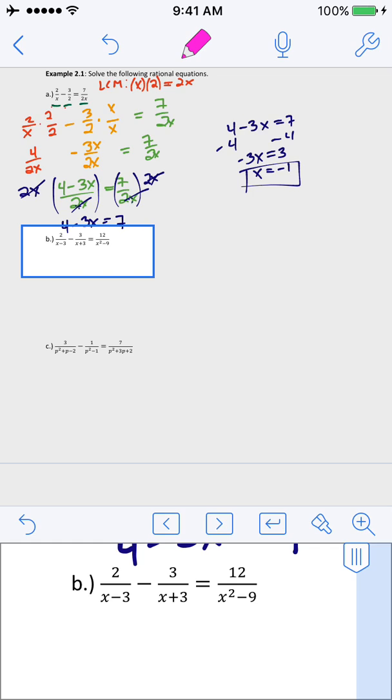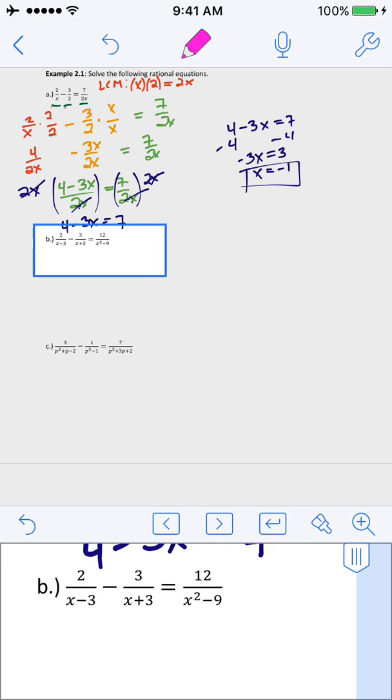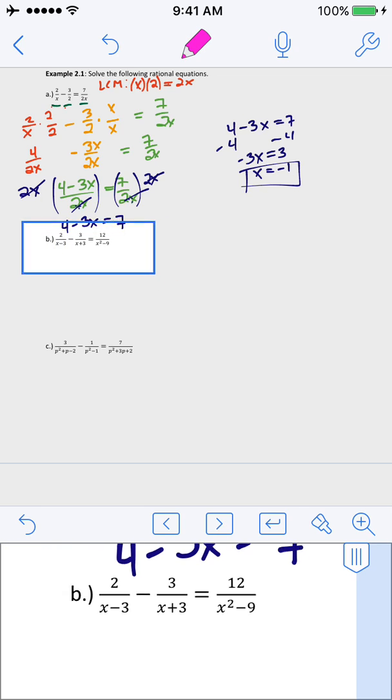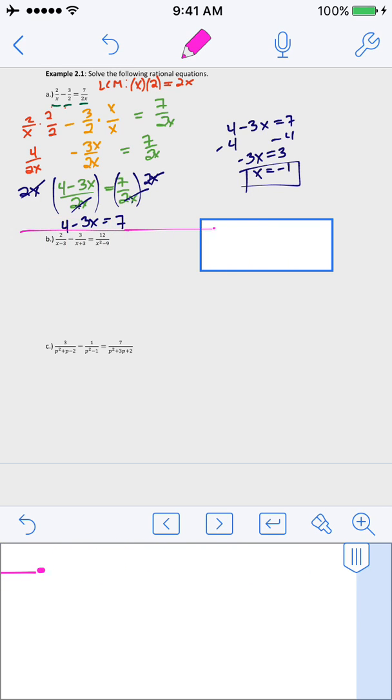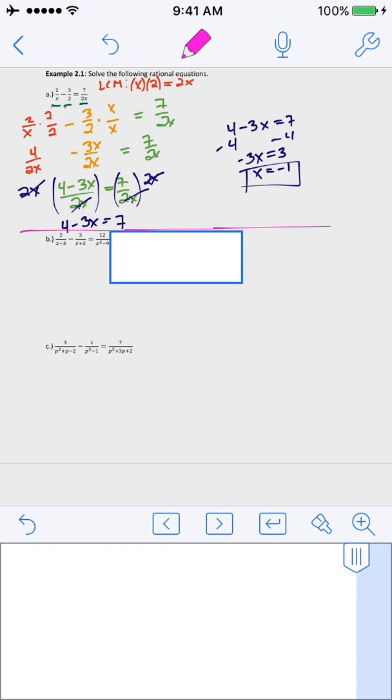Alright, so this time I have 2 over x minus 3 minus 3 over x plus 3 equals 12 over x squared minus 9, right? Not as pretty as just having an x in the denominator, but it's the same idea. Let's start with that LCM.